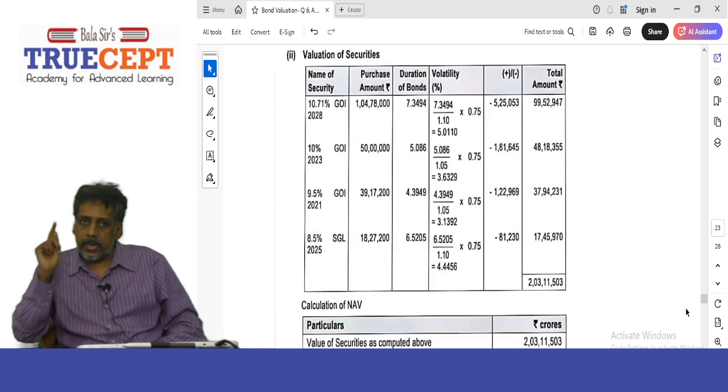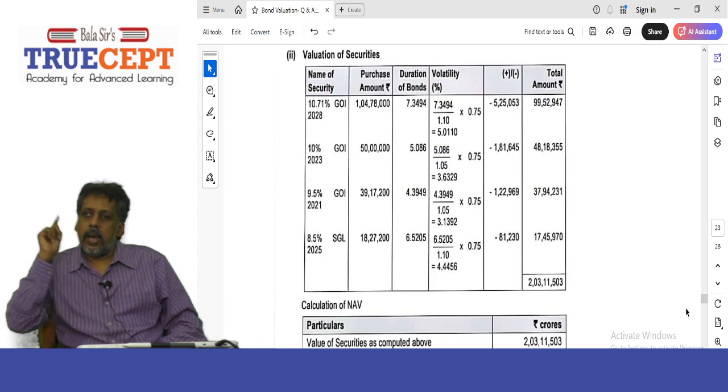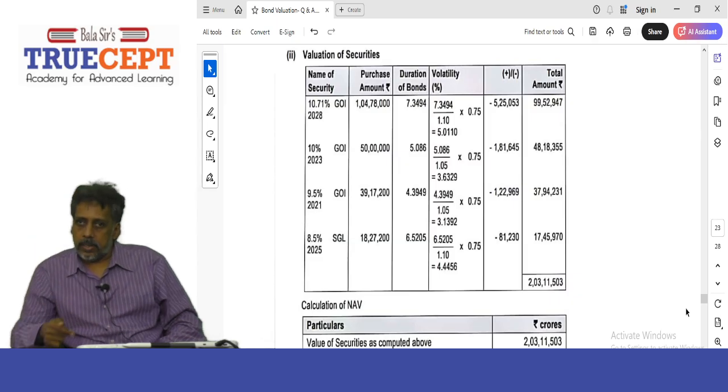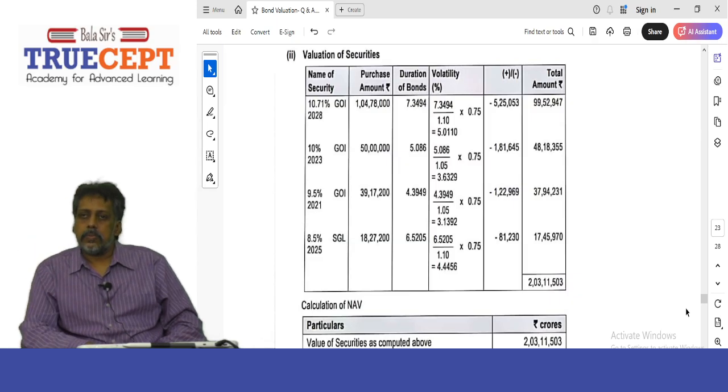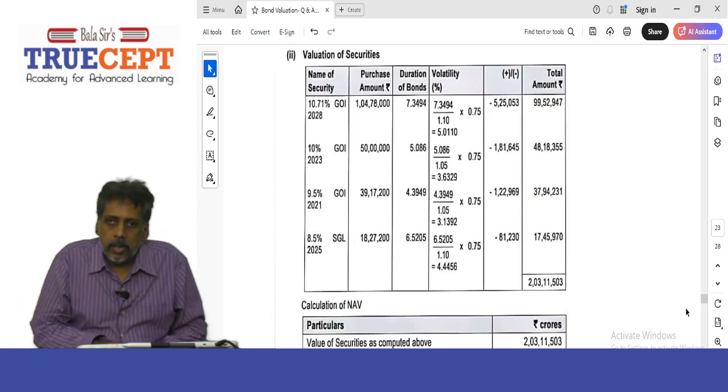1 plus YTM by N. Okay. And then that into 0.75. How much is it? 3.1392. Again, apply that percentage on the purchase price, subtract, right? Minus 1,22,960. And what is the now market value? 37,94,230. This will be the bond's market value on 1st July 2016 after the yield has increased by 75 basis points, right? Yes.